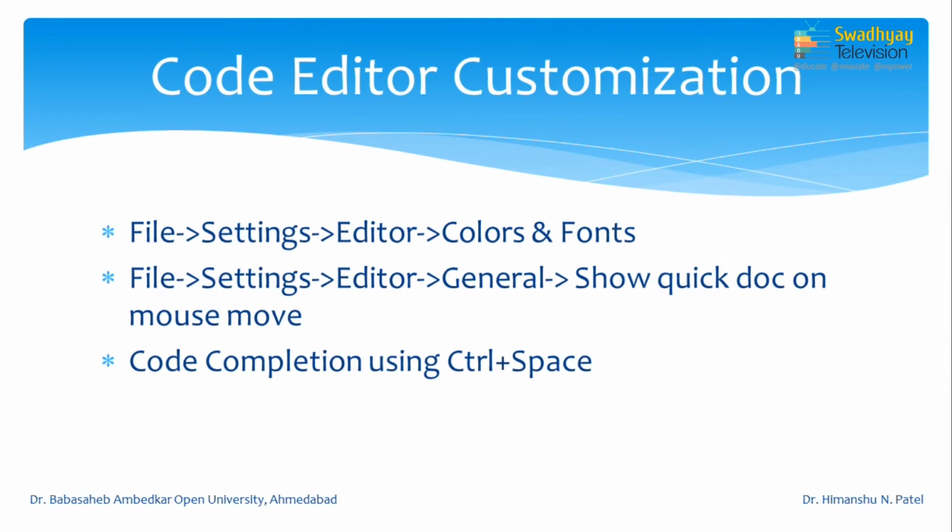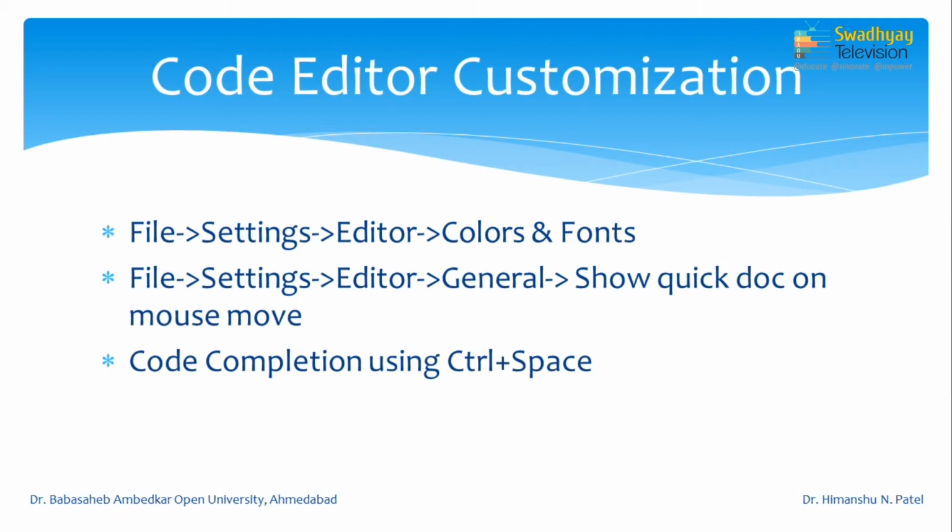Next is code editor customization. We can customize our code editor by selecting these options: file menu, then you have to go to the settings option and inside that you have to select editor, and then you can select color and font to display different font sizes and colors for the font. So, this is how you can customize code editor colors and fonts.